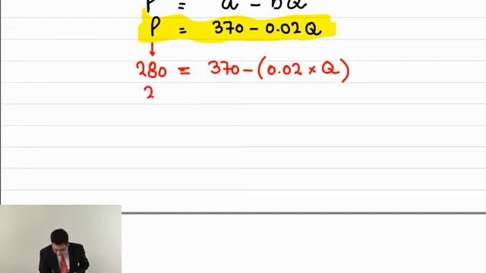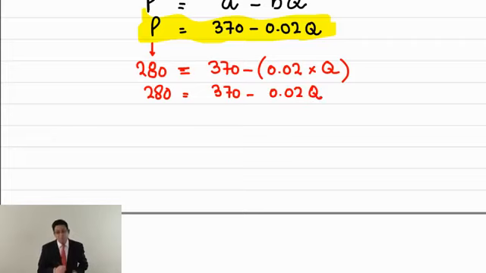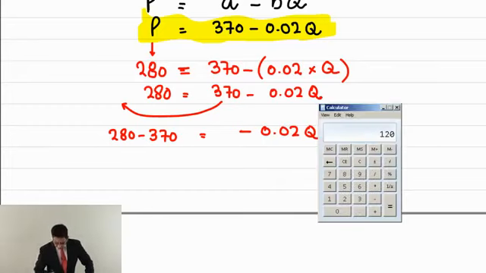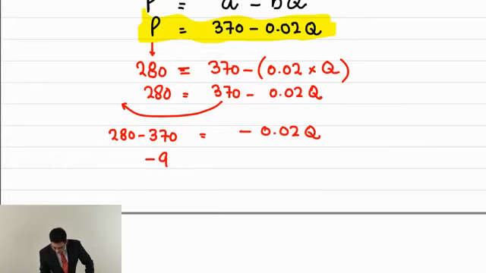So it becomes like this: 280 = 370 - 0.02Q, okay? And what if we move this to the other side of the equation? It becomes 280 minus 370, and on this side we have 0.02Q, and it's negative. So it ends up with 280 minus 370, we get minus 90, and here is minus 0.02Q.